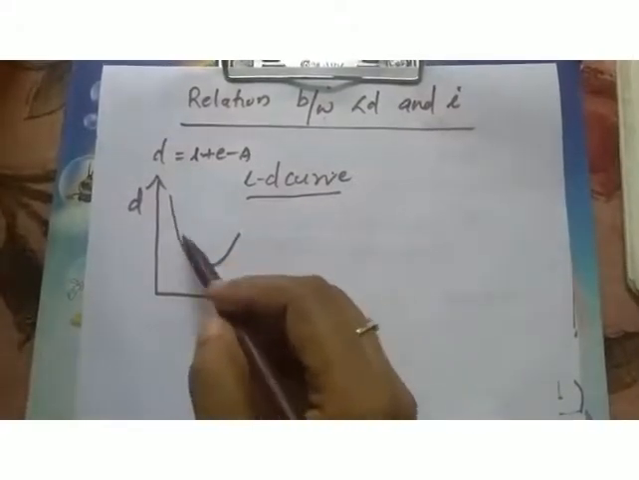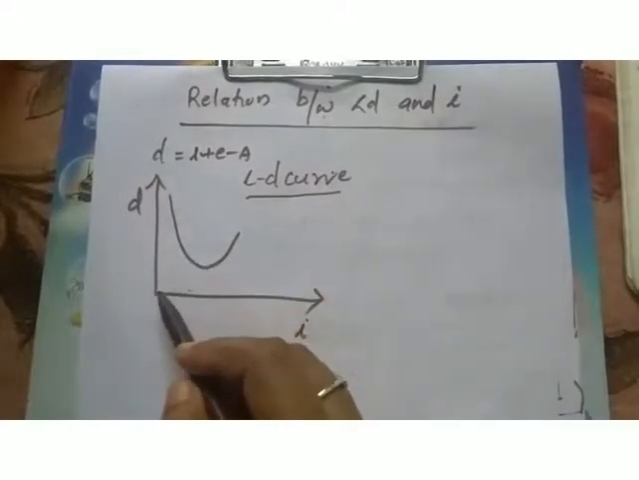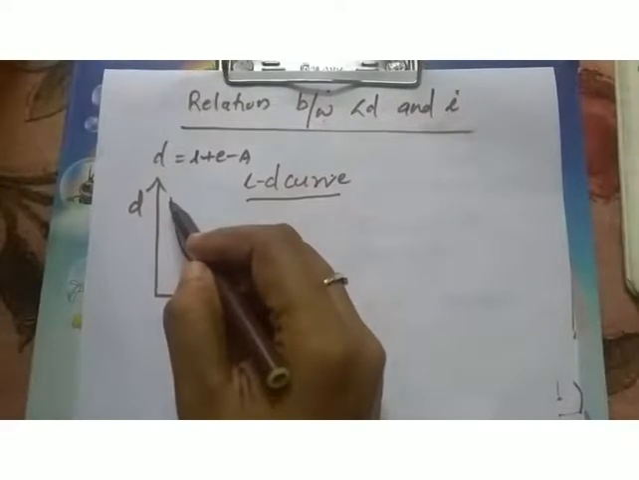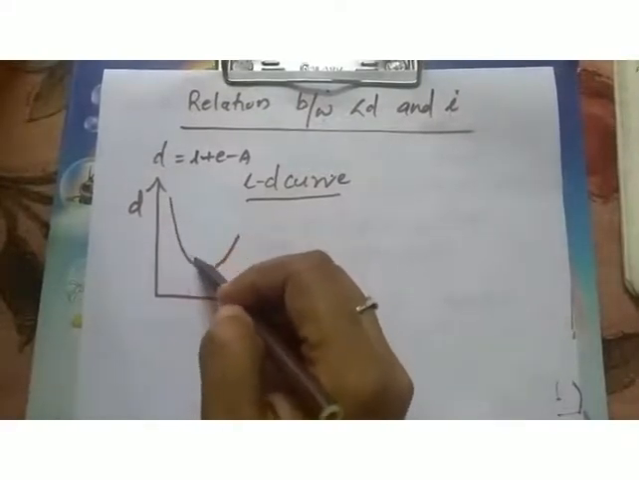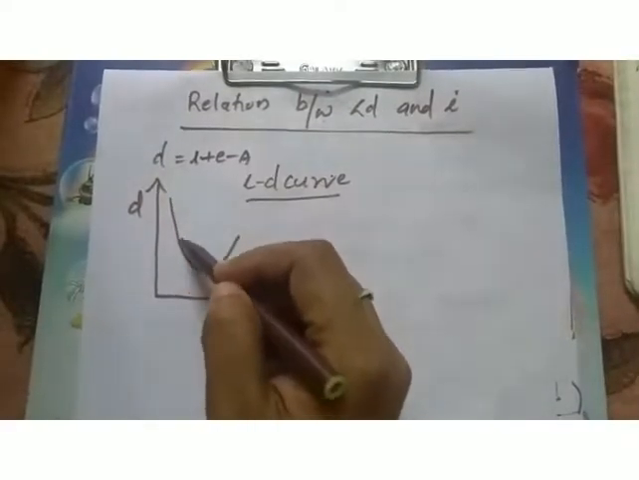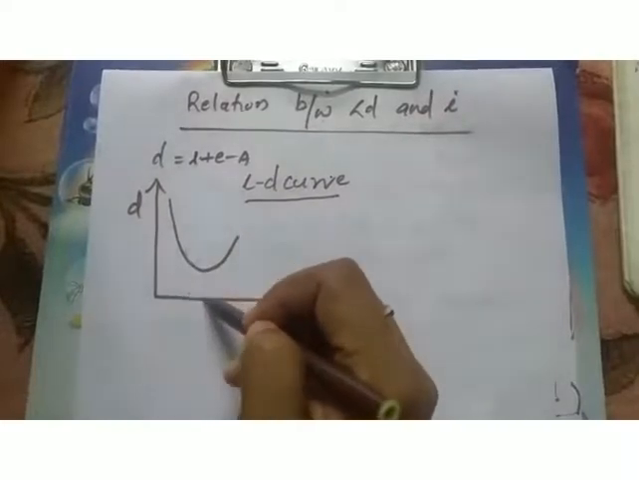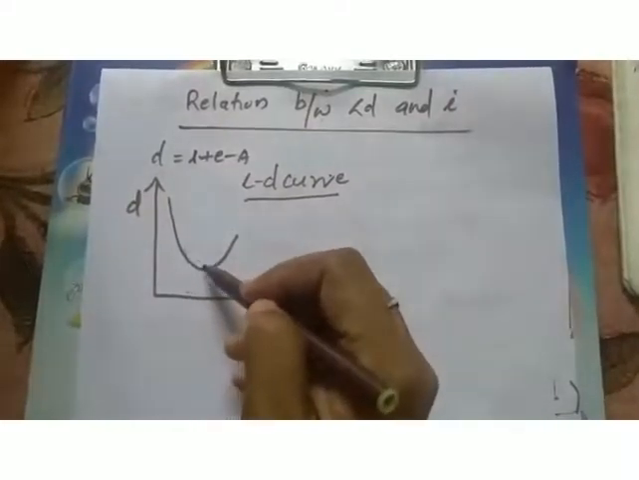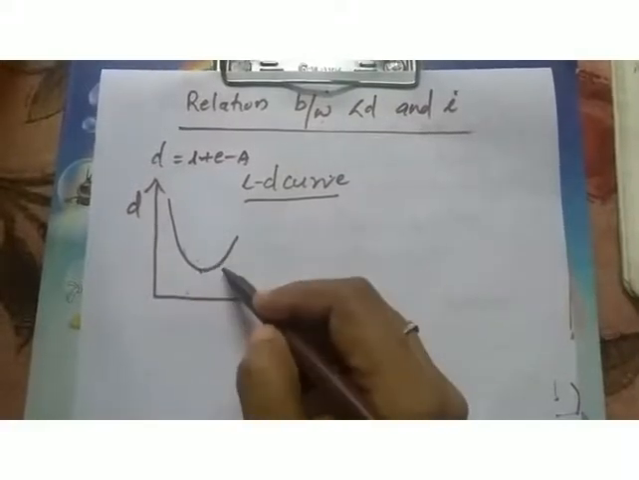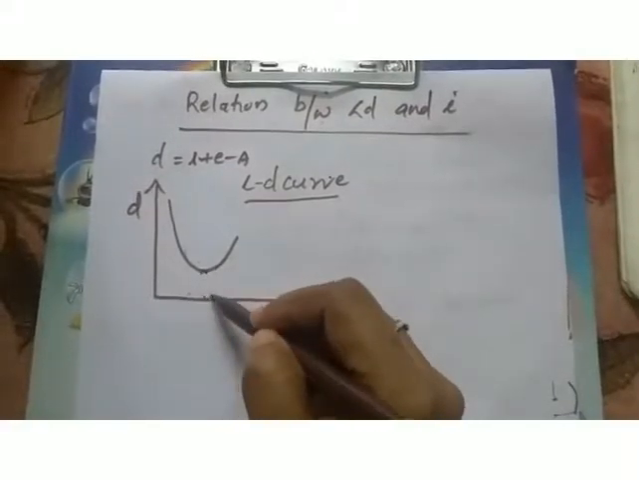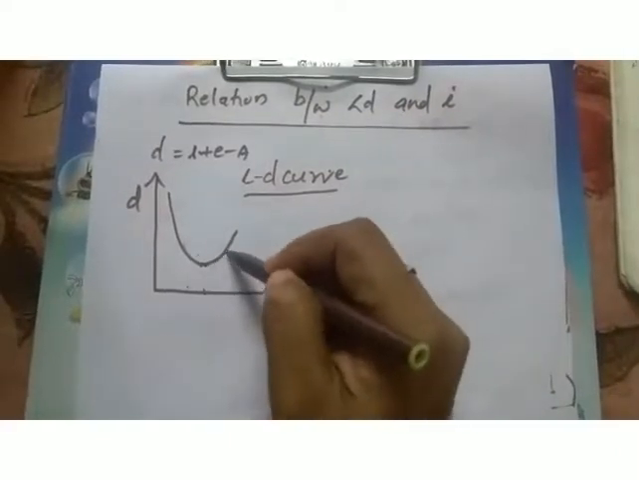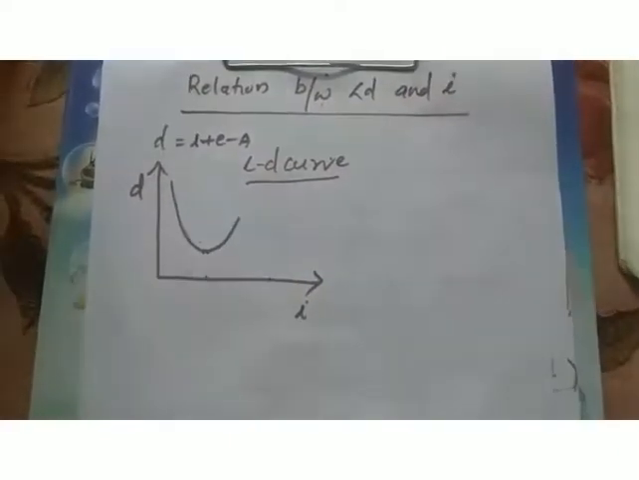So what is the deviation? What is the relation? See, as the angle of incidence increases, the angle of deviation at first decreases. The angle of deviation decreases when the angle of incidence increases, and finally it reaches a minimum point. And after this point, if the angle of incidence is increased again, the angle of deviation starts to increase.